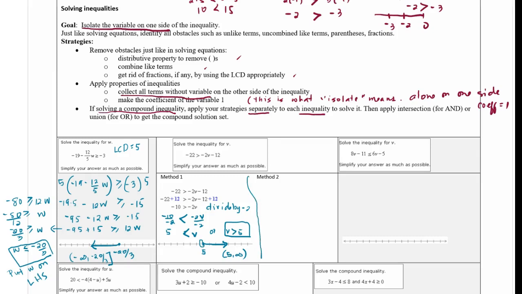Now here's a strategy that you can use to avoid flipping the inequality symbol. If the variable term is negative, move it to the other side. So I move 2v to the other side.